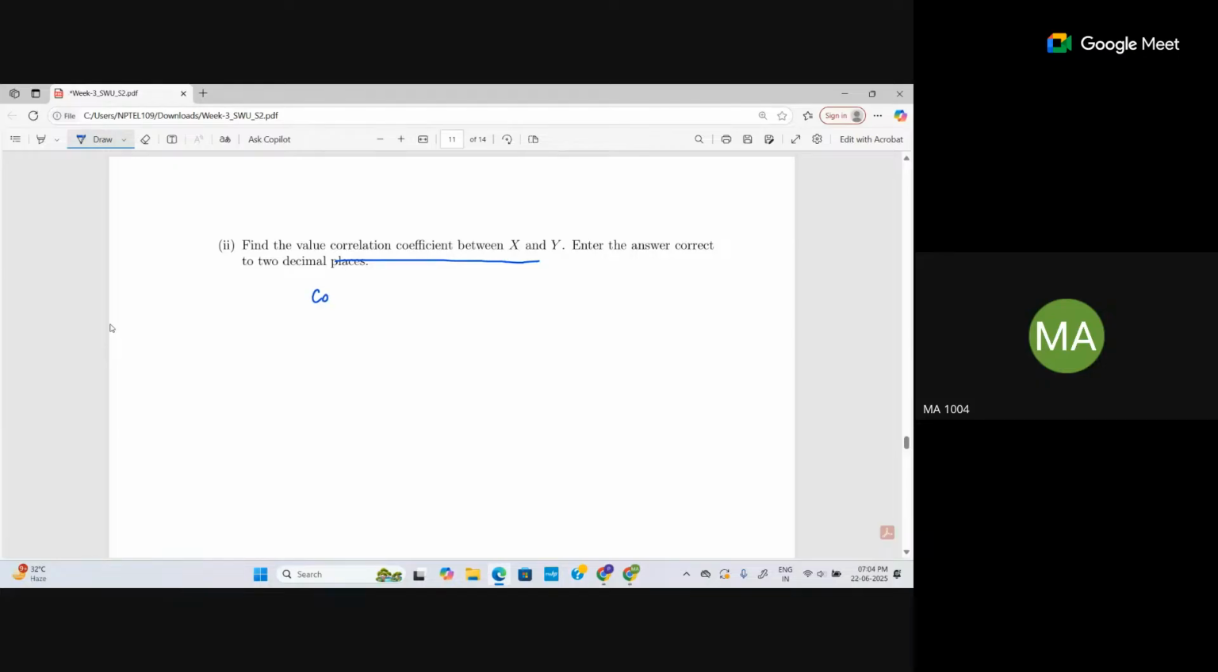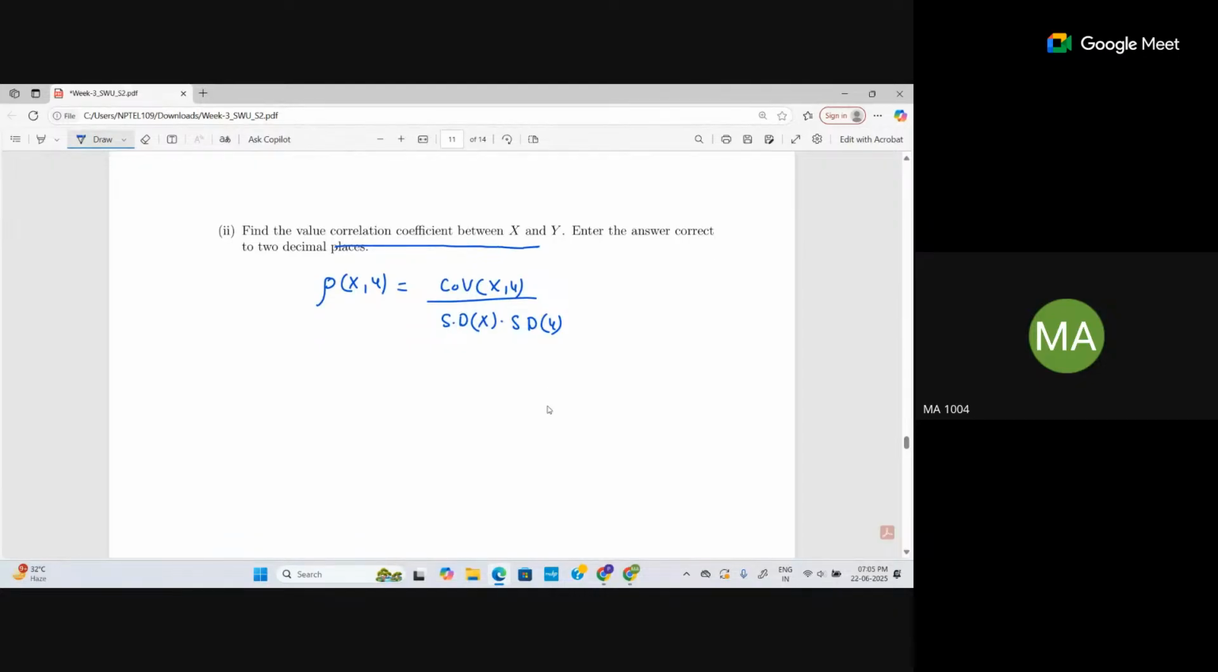So the correlation, we write it like this: correlation of x comma y is equal to the covariance of x comma y divided by standard deviation of x into standard deviation of y. So the covariance term we have already calculated. We need to calculate the variance for standard deviation of x and y. So for that we need to calculate the expectation of x square and expectation of y square. And then we can calculate the variance, and taking the square root of variance will give you the standard deviation.